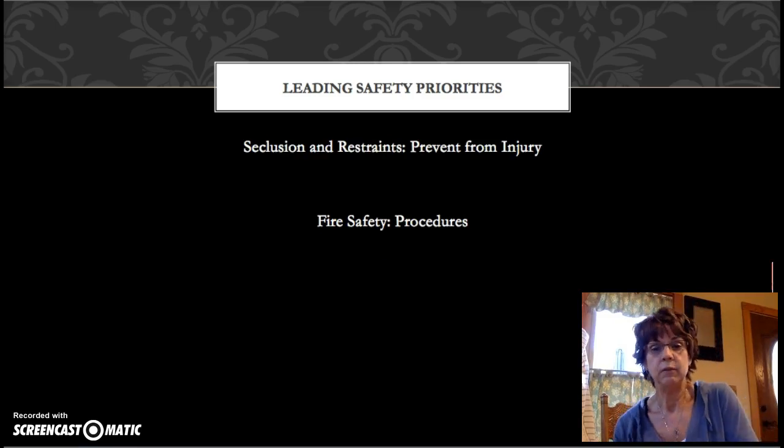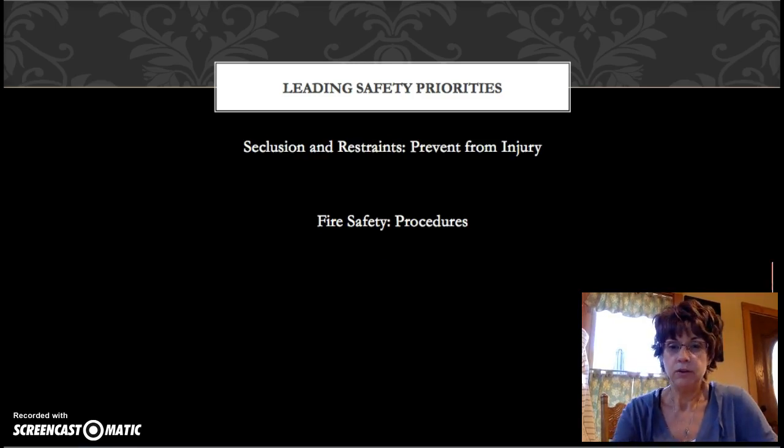Our next leading safety priorities are seclusion and restraints. Seclusion and restraints have become a very large, controversial area. I know you probably got a lot of that from mental health, when you know that in this day and age you cannot use medications to restrain your patient. There are very strict rules about what you can and cannot do, but sometimes patients have to be put in seclusion for their own safety or the safety of the staff, or they need to be restrained.